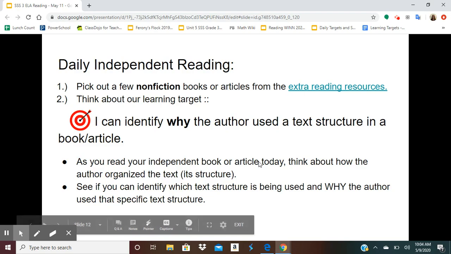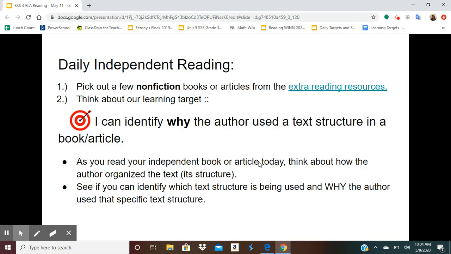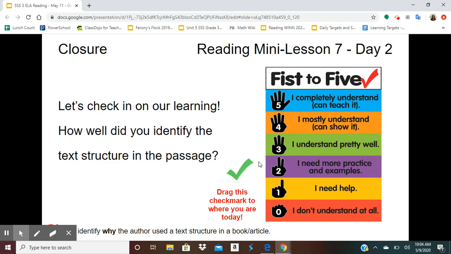During your daily independent reading, we want you to read a nonfiction text and identify what text structure the author used. Enjoy your reading independently today. Finally, at the end of all your work today, we want you to drag this check mark to show how well you identified the text structure in the passage and how well you wrote about your thinking. Think about the success criteria and how you did.